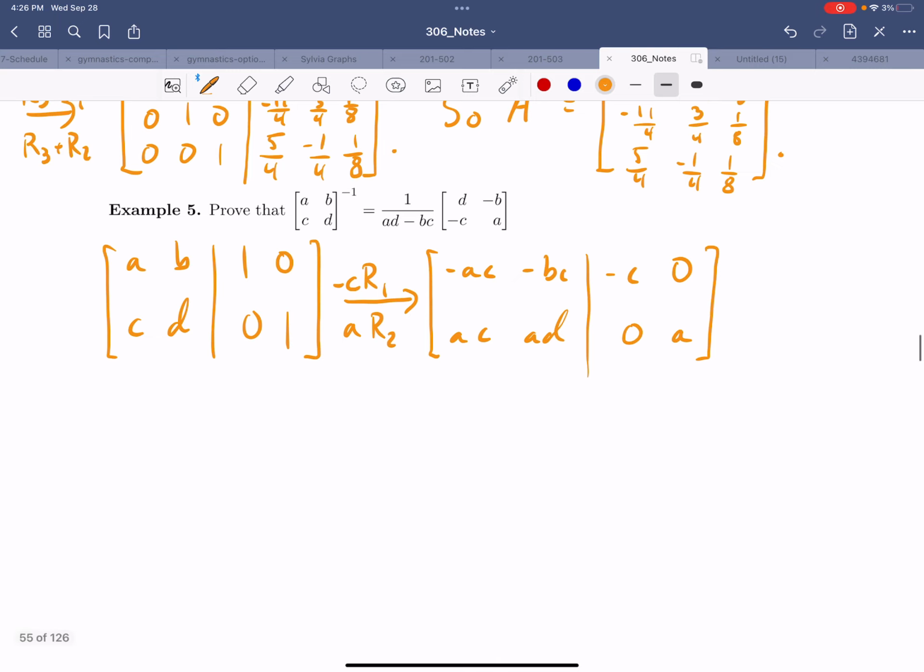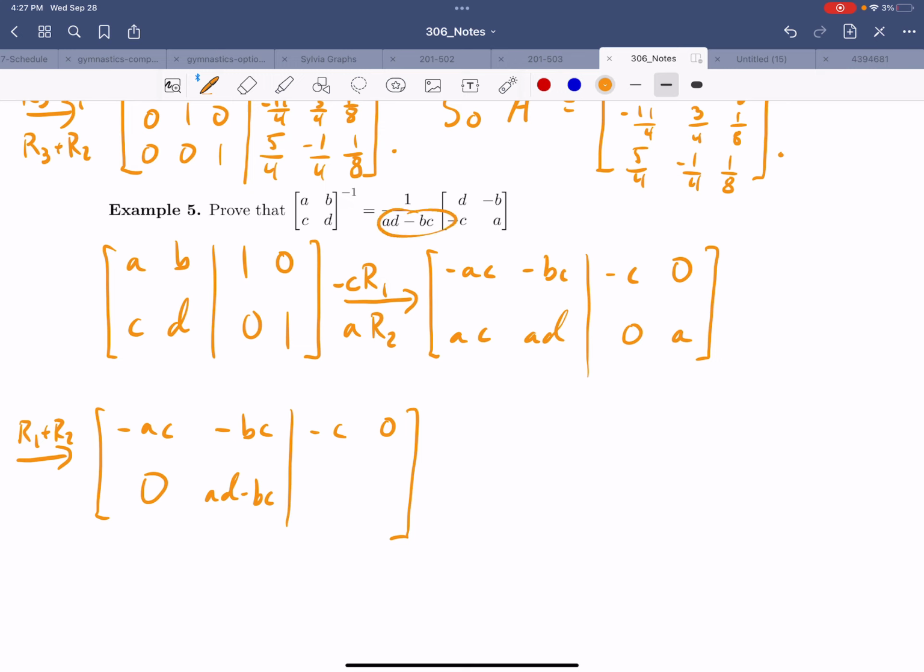Okay, so at this point, I think it makes sense to do R1 plus R2. So that's going to give us negative AC, negative BC, negative C, 0. Of course, that doesn't change. But what does change is that becomes a 0. We have AD minus BC, and maybe now we make a note of that. And then down here, I guess this will become a negative C, and that'll be still an A.